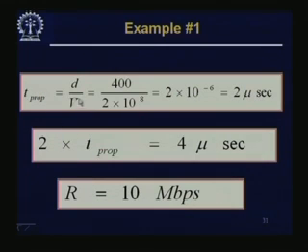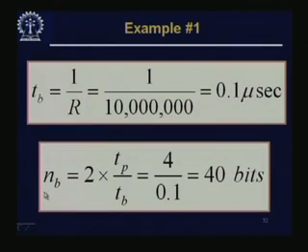So, T prop would be the distance divided by V, the velocity. Velocity is 2 × 10^8 and distance is 400 meters, which makes it 2 × 10^-6 second, or rather 2 microseconds. So twice T prop, that means for the signal to travel all these 400 meters and come back, is 4 microseconds. For all these 4 microseconds the transmitting station must go on transmitting, and the transmitting station is pumping data at the rate of R equal to 10 Mbps. So, the bit time, the time to transmit one bit, is 1/R, which is 1 over 10 × 10^6, which is 10^-7, which is 0.1 microsecond.